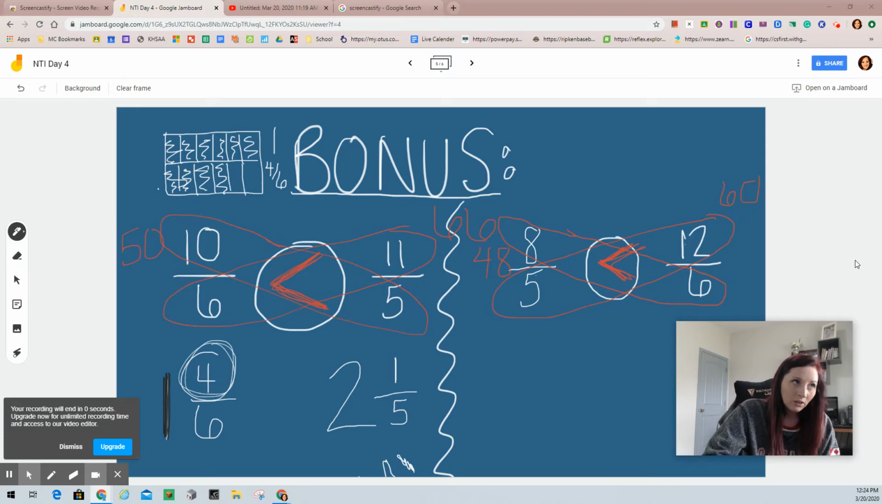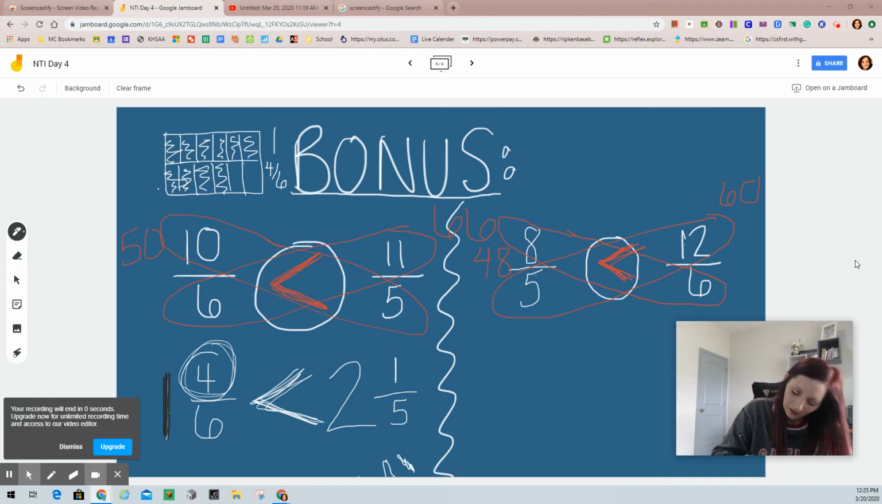And if you look, 1 and 4/6 is going to be a lot less than 2 and 1/5 because I have 1 whole pizza over here versus 2 whole pizzas and a piece left over. So this makes sense. If you don't want to do the cross multiplication, you can always change it to a mixed number. Let's look at this one over here as our bonus.